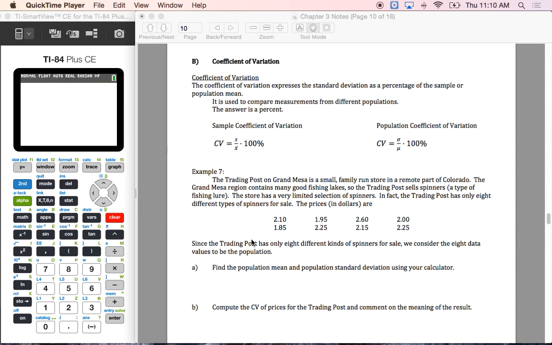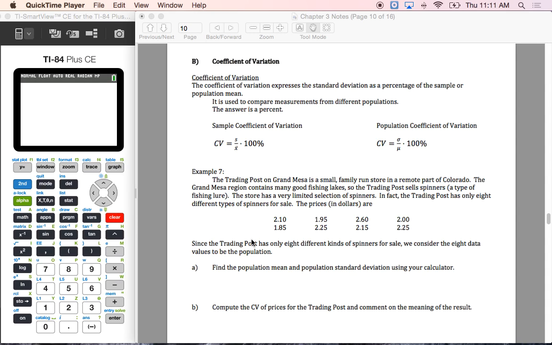Okay, coefficient of variation expresses the standard deviation as a percentage of the sample or population mean. So it's used to compare measurements from different populations. Your answer is going to be a percent. Depending on if you have a sample or a population, you're going to take your standard deviation divided by your mean times 100. So every time it's always going to be standard deviation divided by your mean times 100.